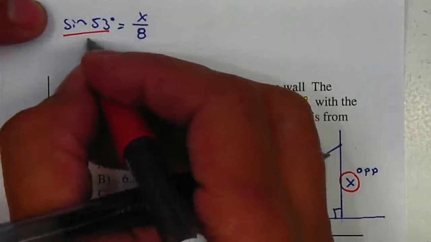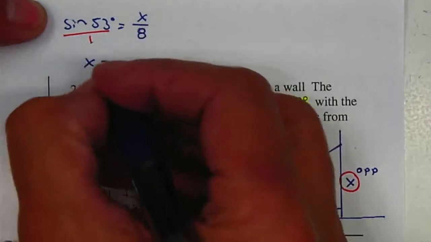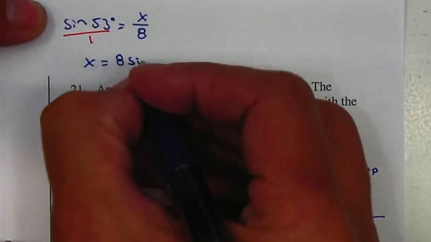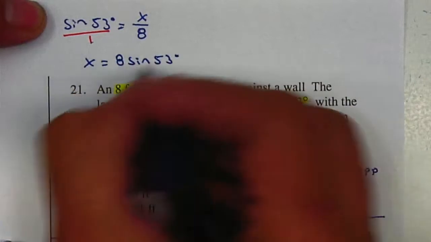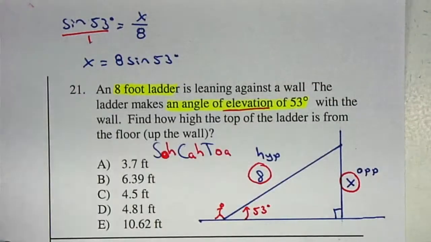From here I need to leave the x by itself. I need to solve for x. So therefore I'm going to place it over 1. I'm going to cross multiply. 1 times x is x, and 8 multiplied by the sine of 53 degrees. I'm going to go ahead and type this into the calculator, and that will give me my answer.